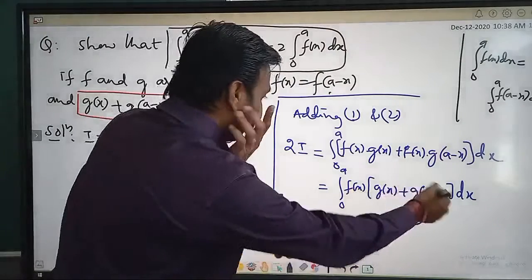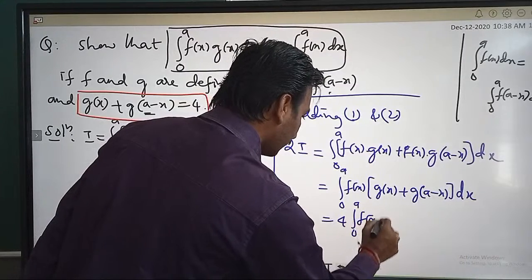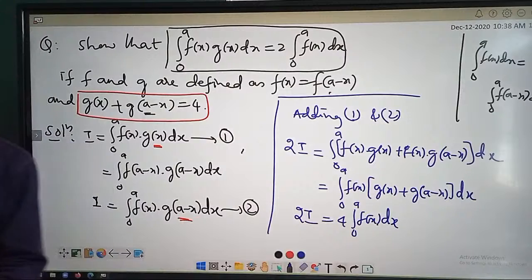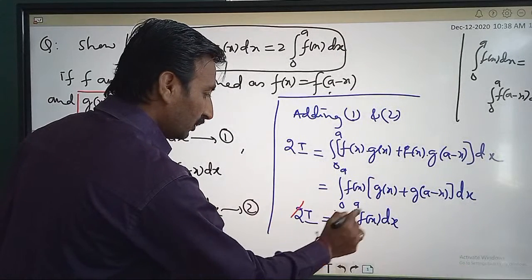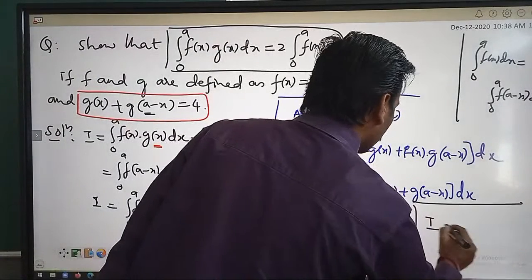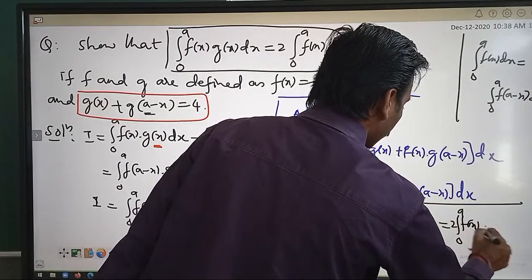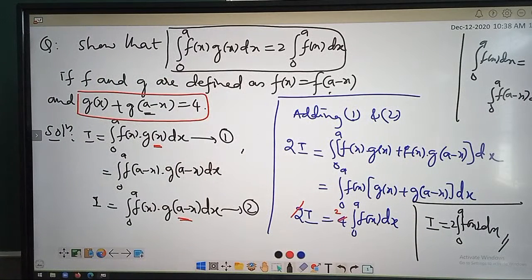So if I put it as 4, I say 4 into integration from 0 to a f of x dx. But actually this is all 2I here. But you are expecting I, so it is 2 and 2, so finally you get I equal to 2 times integration from 0 to a f of x dx. Okay, this is our result. Yes, please note down.